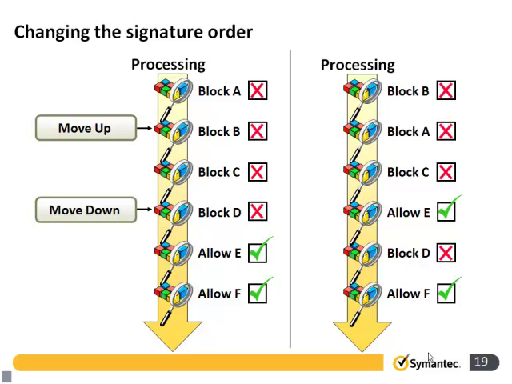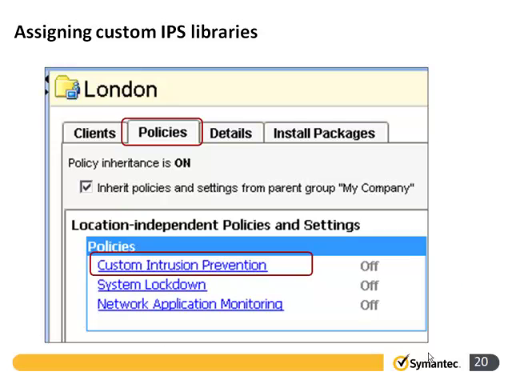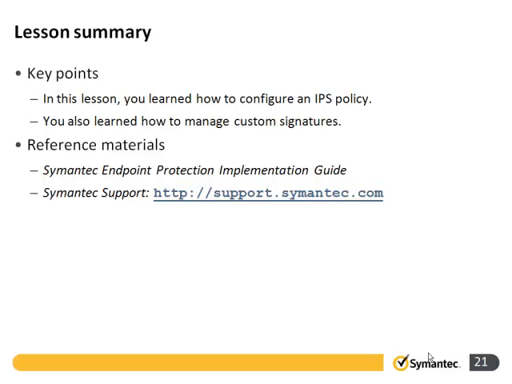Then it may well be that you wish to assess the order. It's very important to get the custom IPS signatures in the correct order. You want the most important or the most severe ones at the top. And then once we've created the library, we need to apply it to our group. So that brings us to the end of the intrusion prevention lesson.